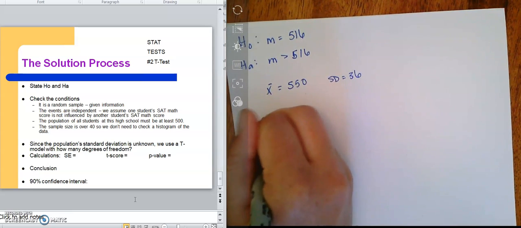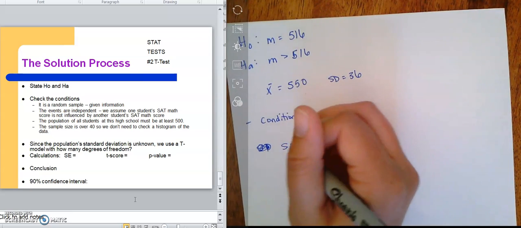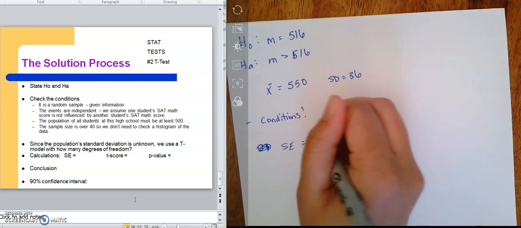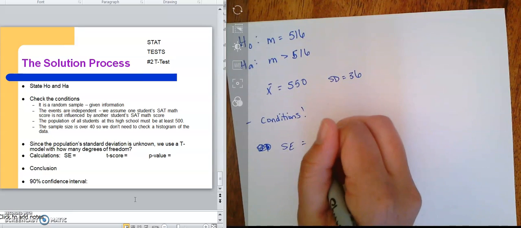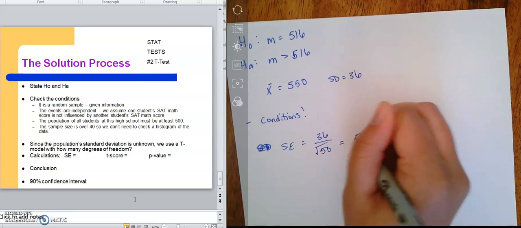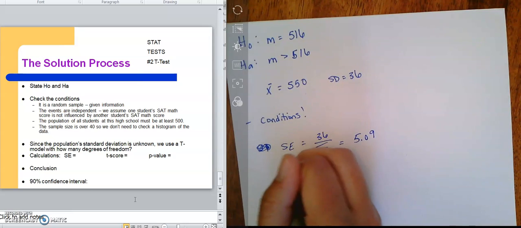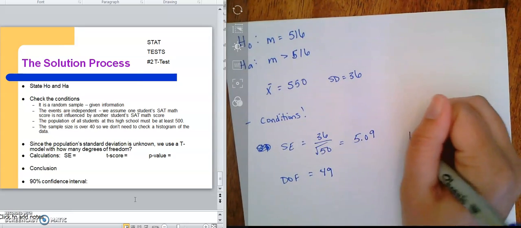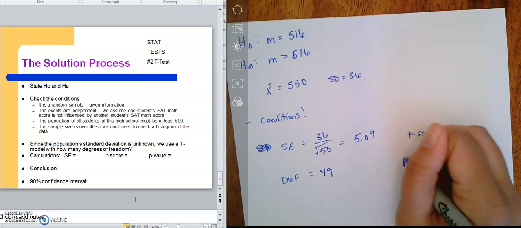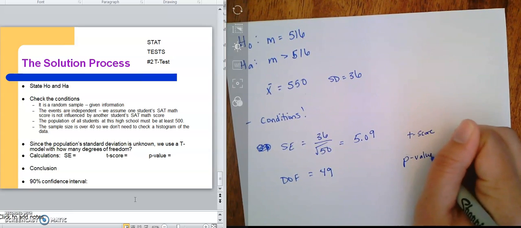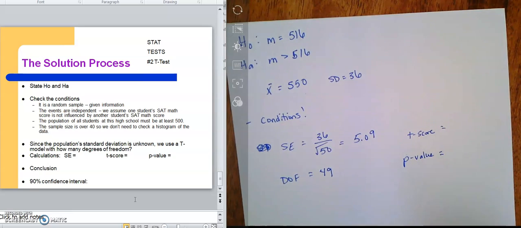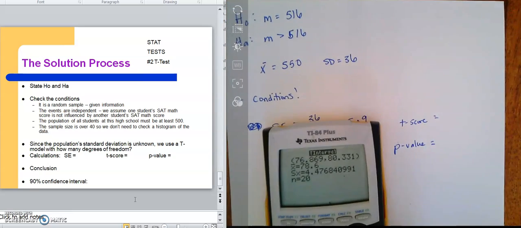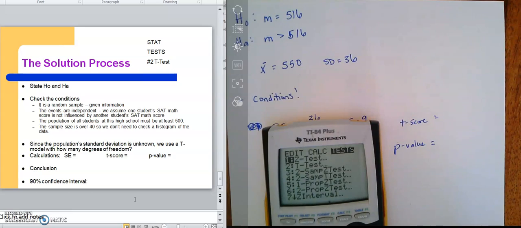My standard error, not standard deviation for this one, is 36 over the square root of 50, which gives me 5.09. My degrees of freedom, there were 50 in the group, so 49. It's still going to want t-score and p-value. These come out of the calculator. So I'm still going to run stat test 2.